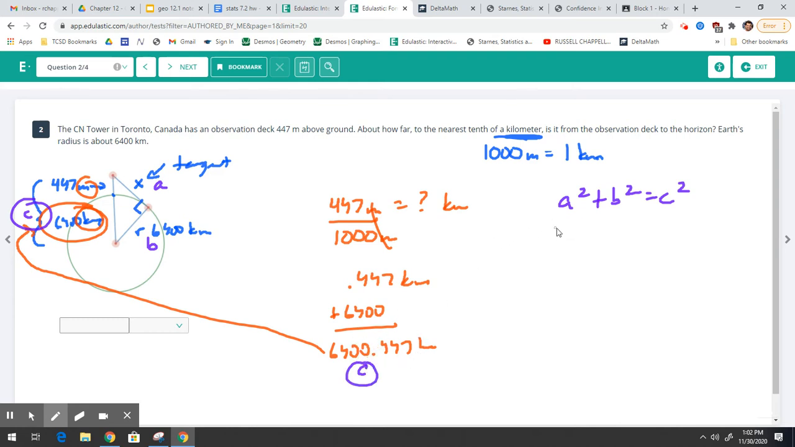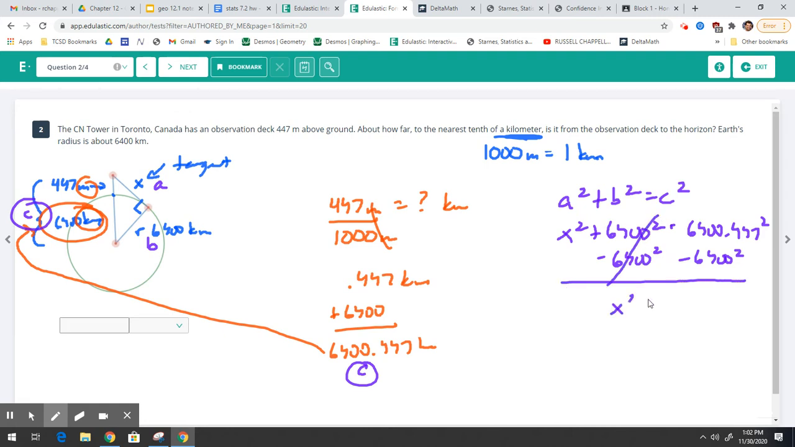So C is going to be that number, 6,400.447. So we have x squared plus 6,400 squared equals 6,400.447 squared. Now, just as a little trick to avoid writing down a bunch of numbers, we need to get x by itself. So let's get x squared by itself. Before we square these numbers individually, let's just subtract the 6,400 squared.